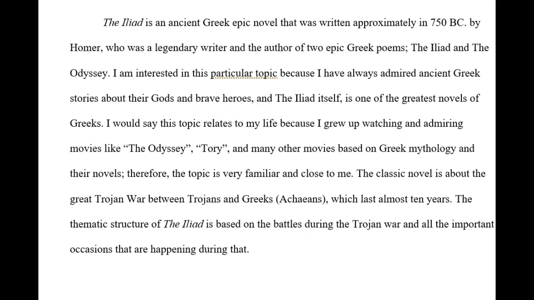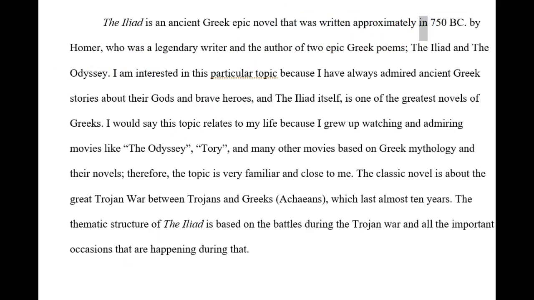Let's do that. The Iliad is an ancient Greek epic novel that was written approximately in 750 BC by Homer, who is a legendary writer and the author of 2 epic Greek poems, the Iliad and the Odyssey. You can hear when I read it that that's a long run-on sentence. This is a misuse of the semicolon. The Iliad and the Odyssey are not in italics. And we've got a lot of extra words that we don't need to have.